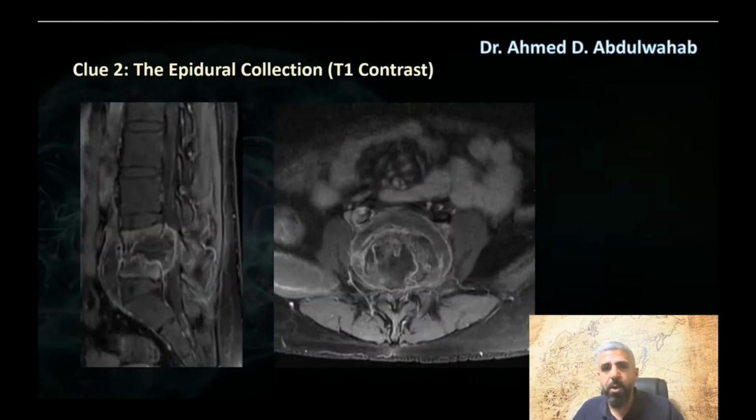Look at the epidural collection, the T1 with contrast. We gave the patient contrast. Look at the space behind the vertebral body, but in front of the thecal sac, okay? There is a thick, shaggy rim of enhancement here. A rim of enhancement, thick and shaggy, with a liquid center. It's compressing the thecal sac. This is a surgical emergency.